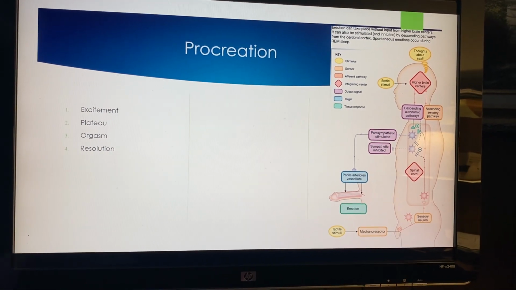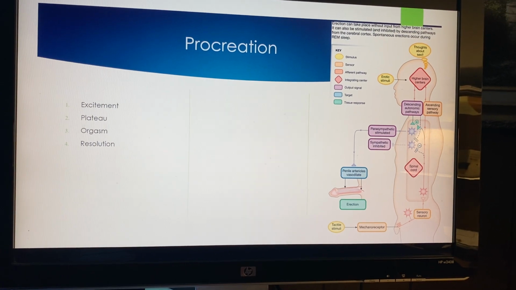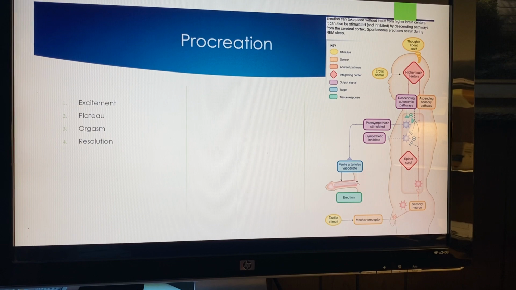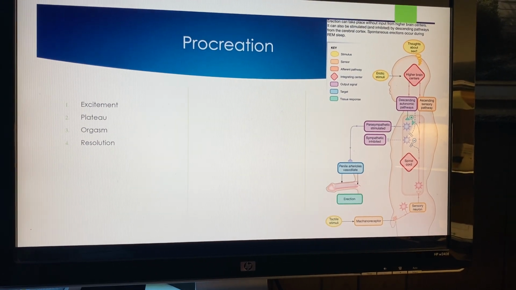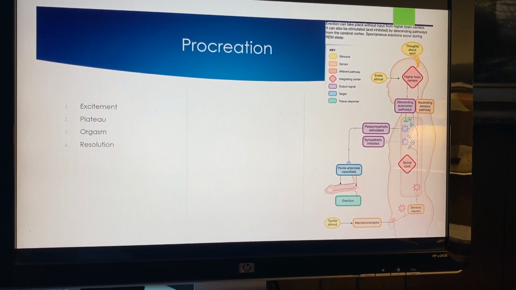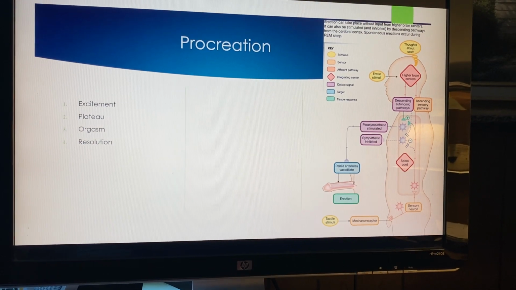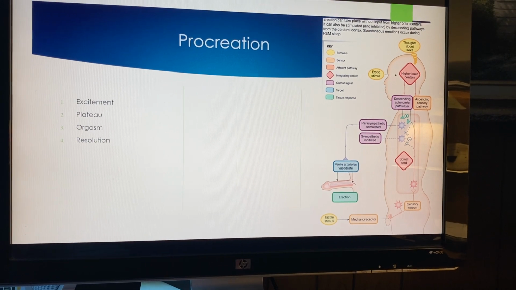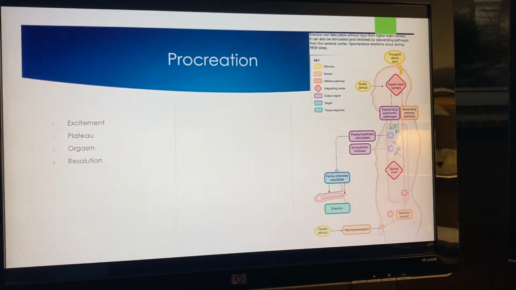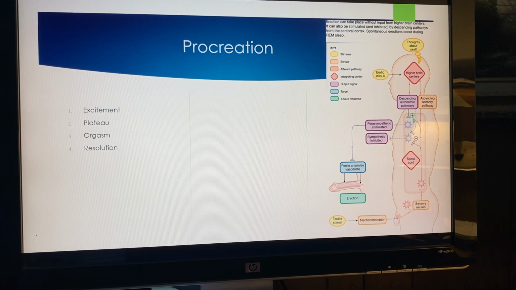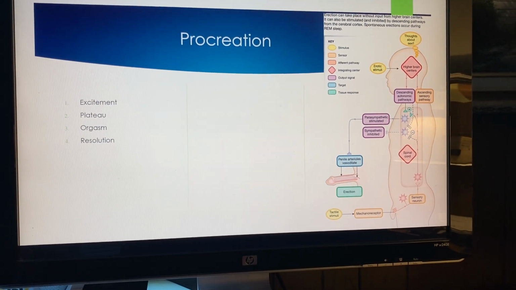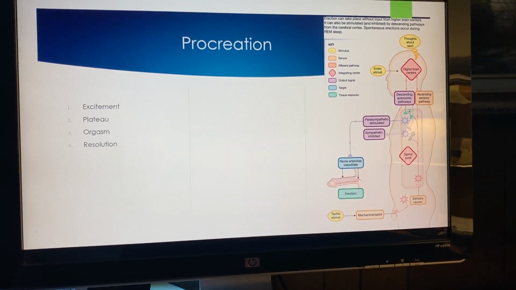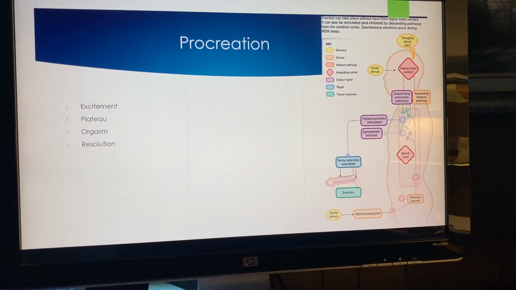Now we move on to procreation. On the right, we have an image about different stimuli that can lead to the parasympathetic nervous system in a male, causing extra blood flow to the penis to cause an erection. The erect penis penetrates the vagina during sexual intercourse. So the 4 phases of sexual intercourse are excitement, as you can see on the right, having sexual thoughts, erotic stimuli leading to this.